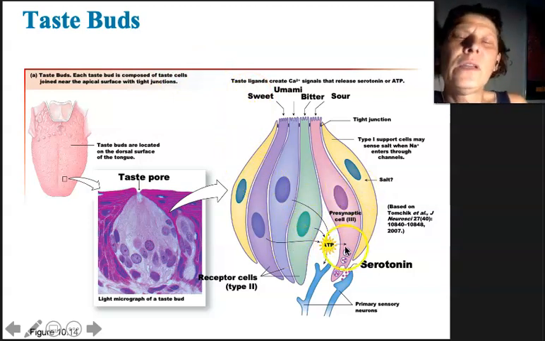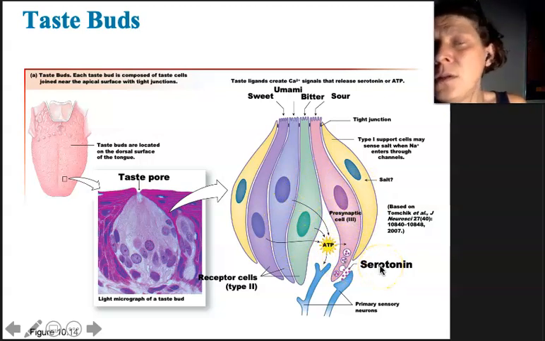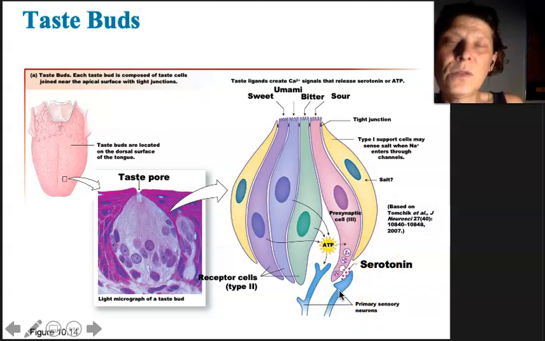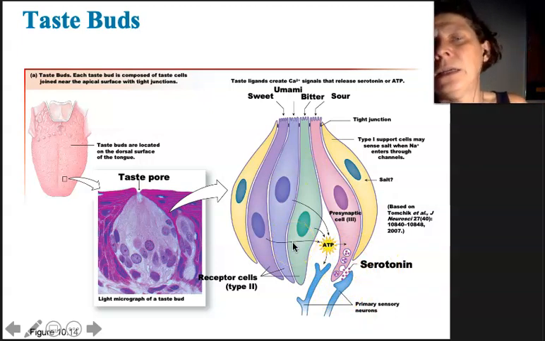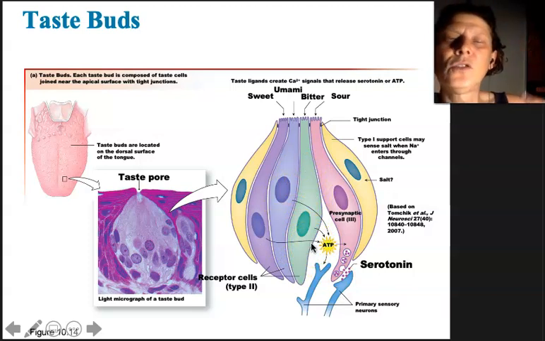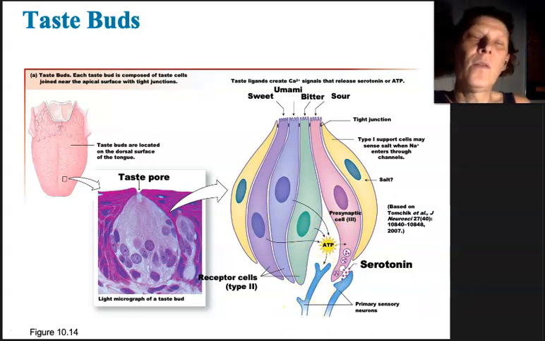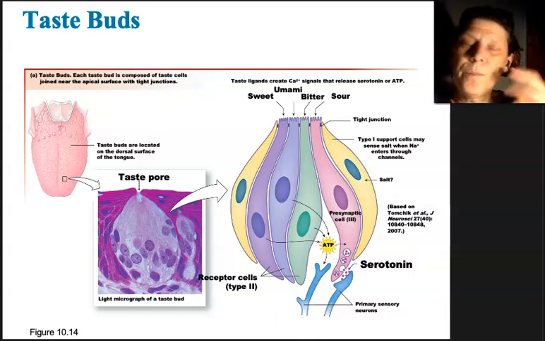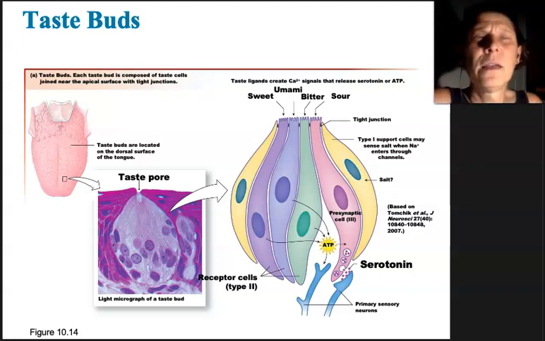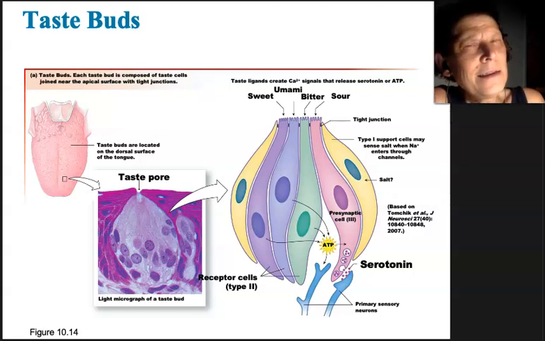Will the receptor release a neurotransmitter like serotonin to initiate the potential change in the sensory neuron, or will it release ATP? ATP is a novel messenger, so ATP can elicit a membrane change in the sensory neuron that then travels its pathway to the gustatory, taste is gustatory cortex. So gustatory is taste. Again, taste and smell is closely connected.